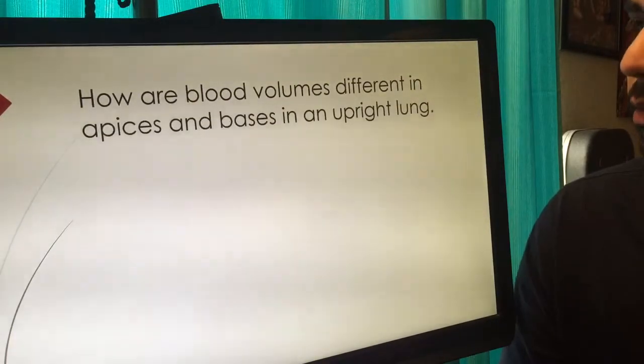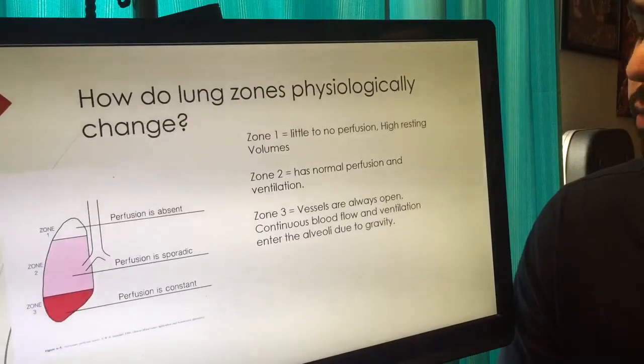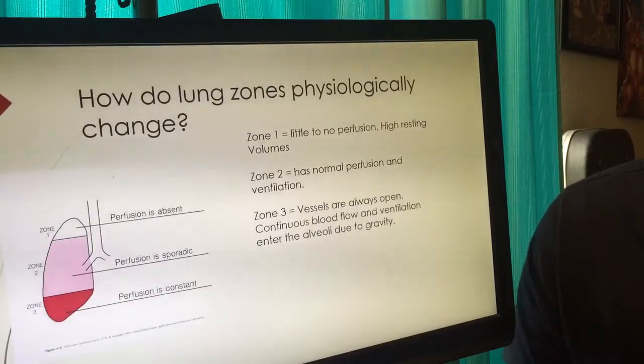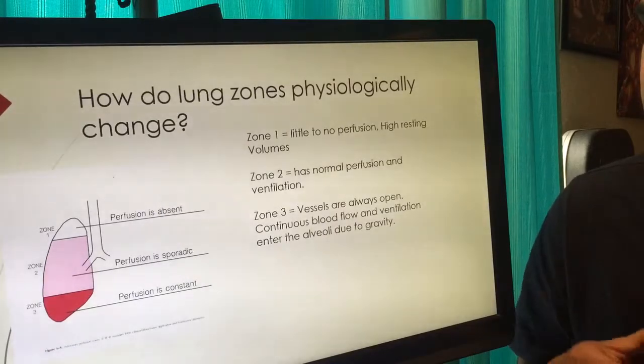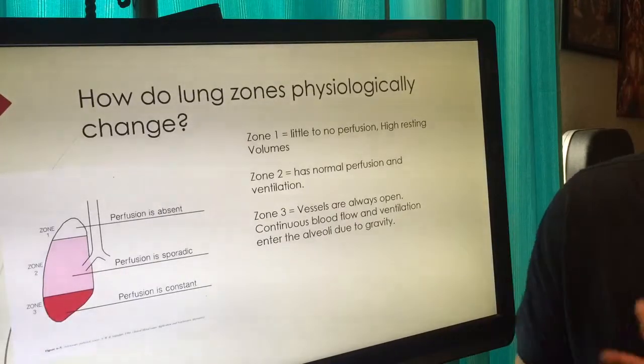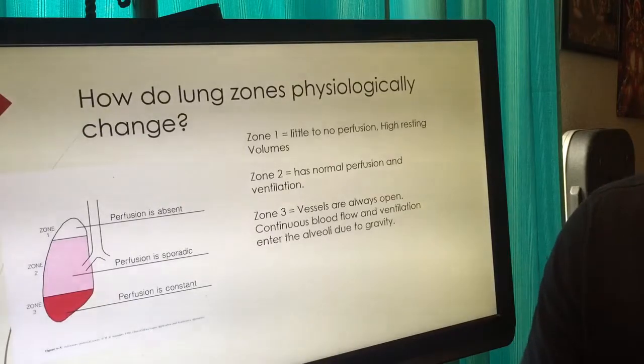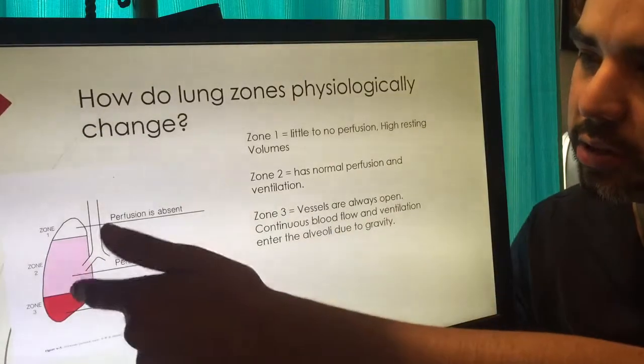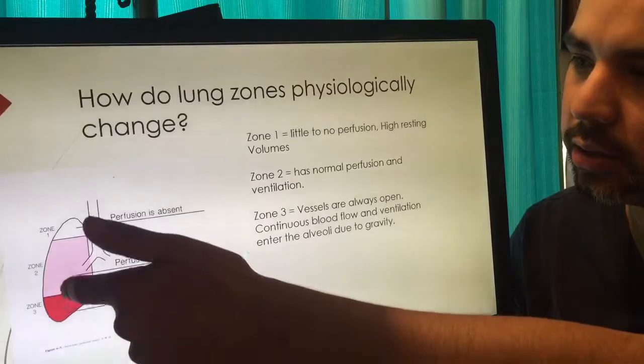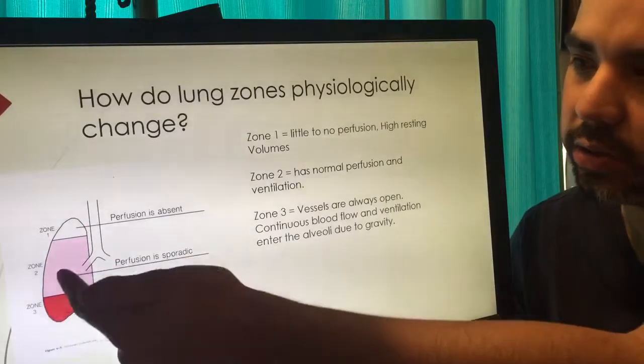So, basically, the next slide was going into something else, but in this slide, we want to know how these lung zones change. How can Zone 2 be Zone 1, and how can Zone 3 be Zone 2?